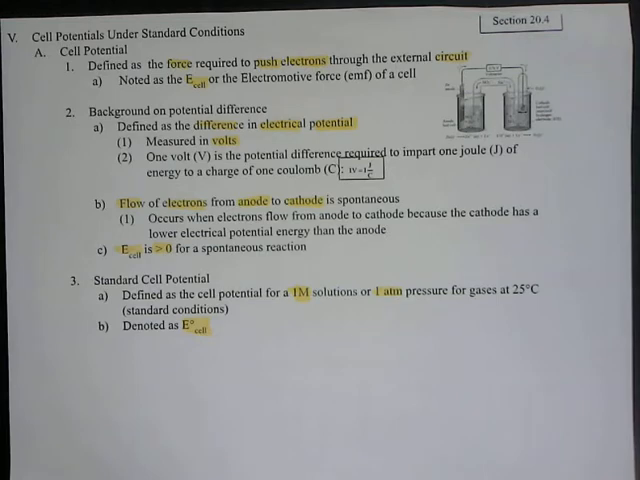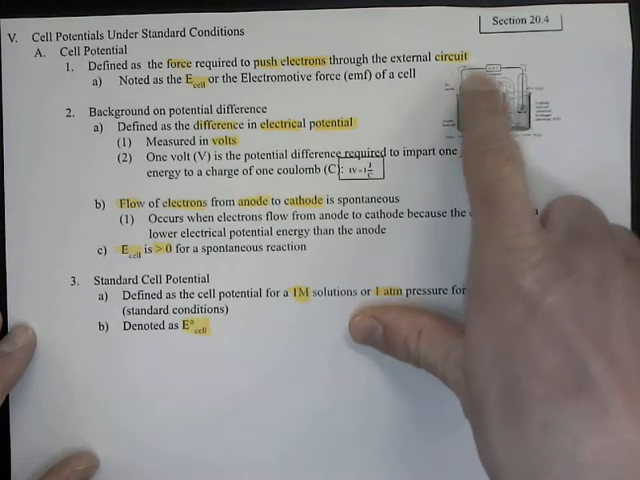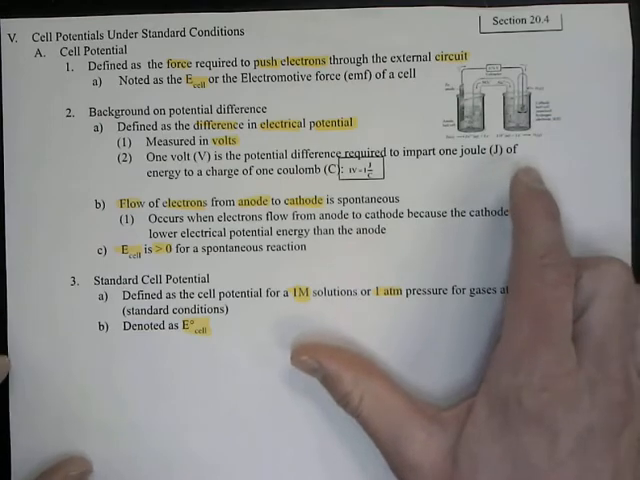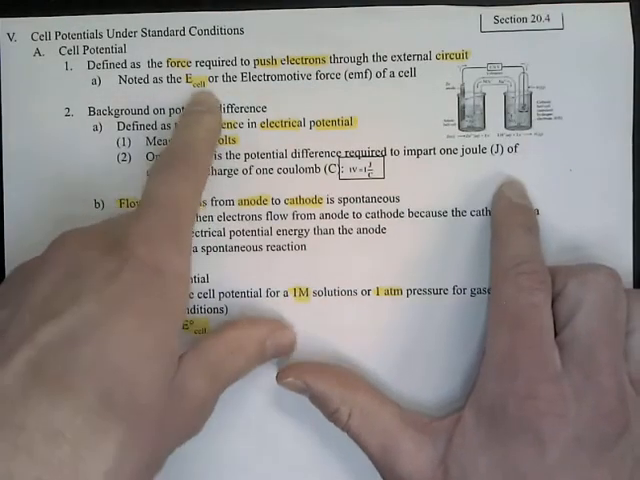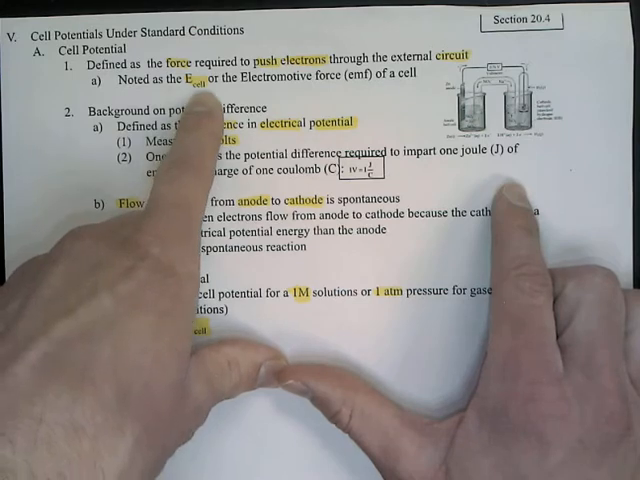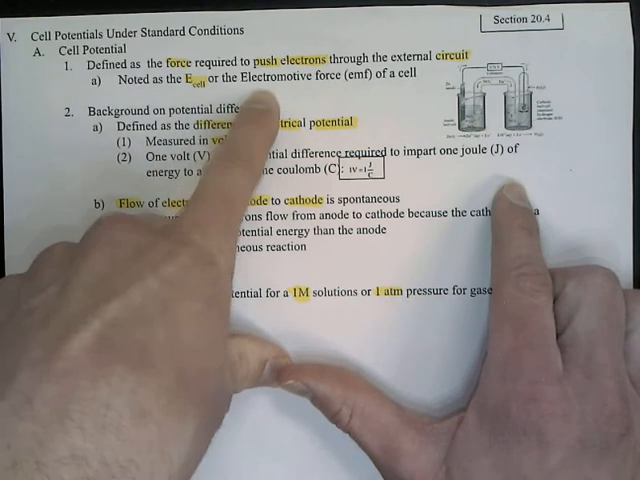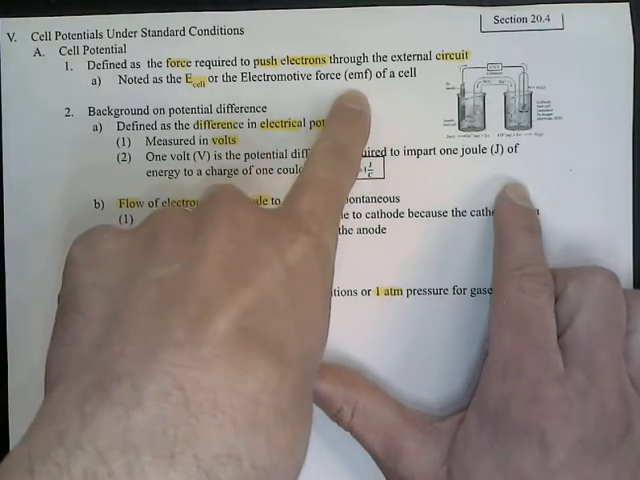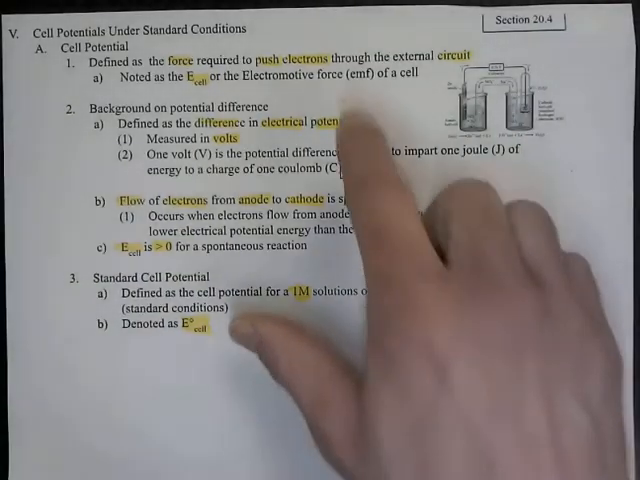So we get underway here with the cell potential, which is defined as the force required to push electrons through the external circuit. Basically, it is measuring the force that these electrons are moving through that wire in that voltaic cell. We abbreviate cell potential as a capital E with a subscript cell, and that is the electromotive force of a cell, or the EMF. I'm not going to get into a whole lot more detail besides, hey, that is what it stands for.